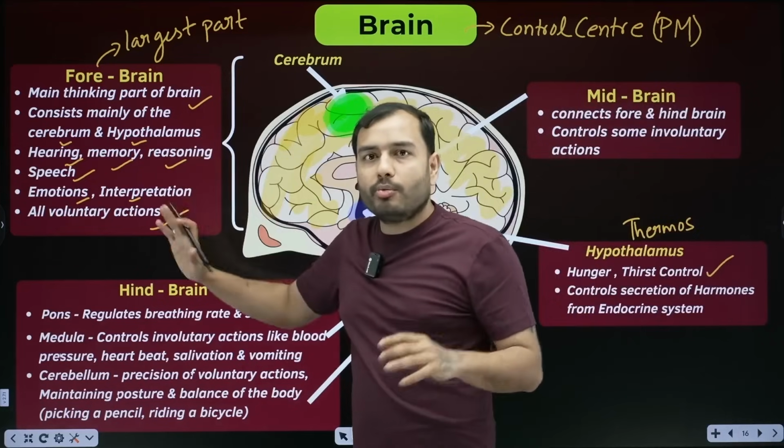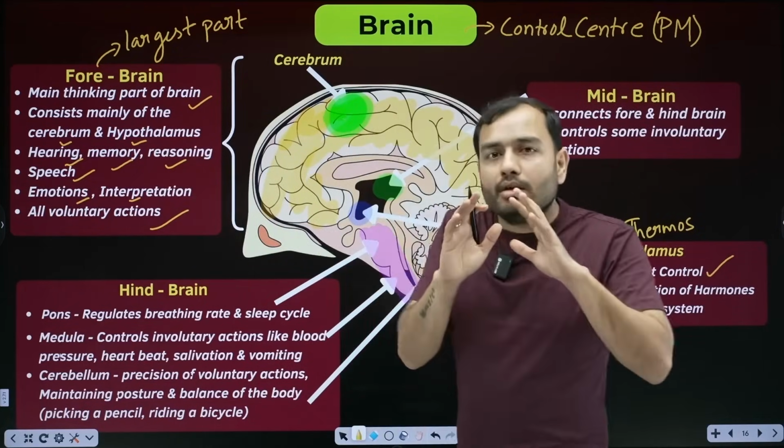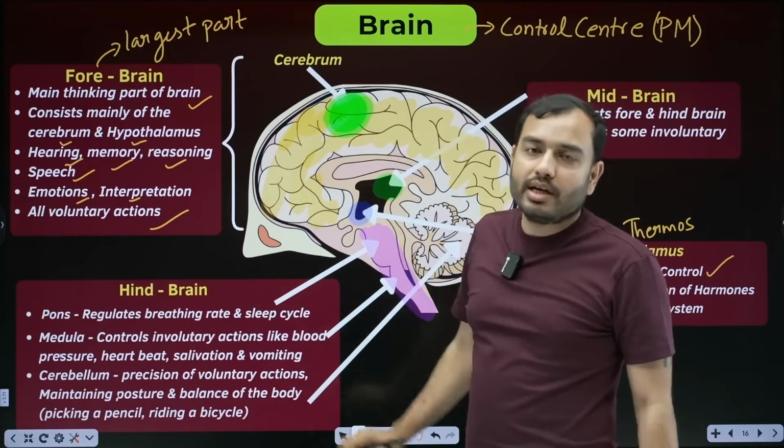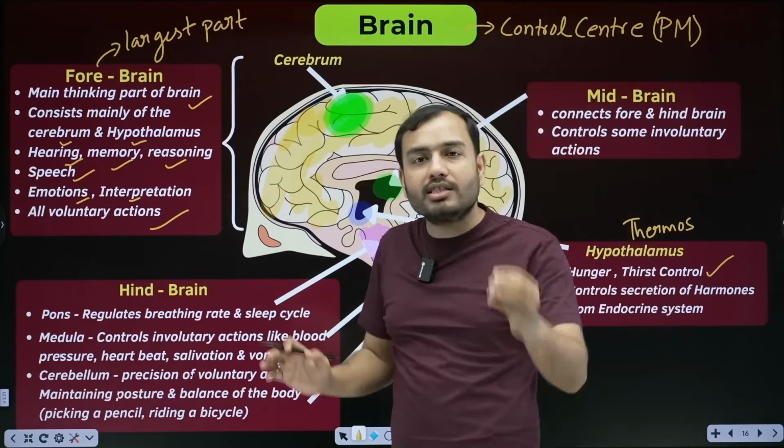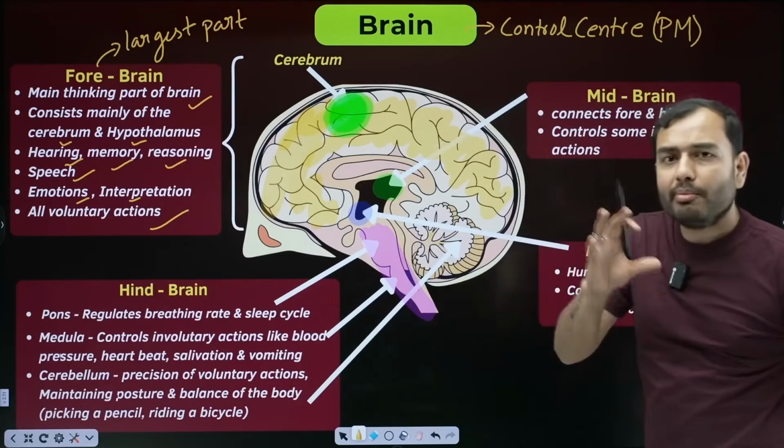So the forebrain is the largest part, controlling thinking, understanding, walking, speaking, hearing, singing, and reasoning. All these things it will control. The cerebrum does these, and the hypothalamus, what will it do? Just controlling eating and drinking, hunger and thirst. The second part is my midbrain.